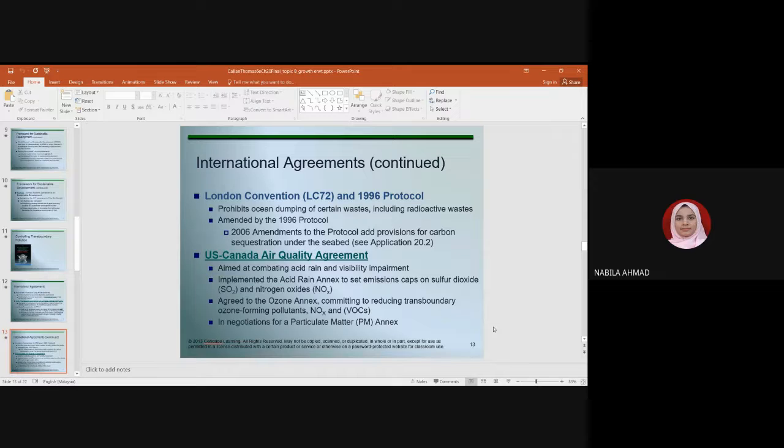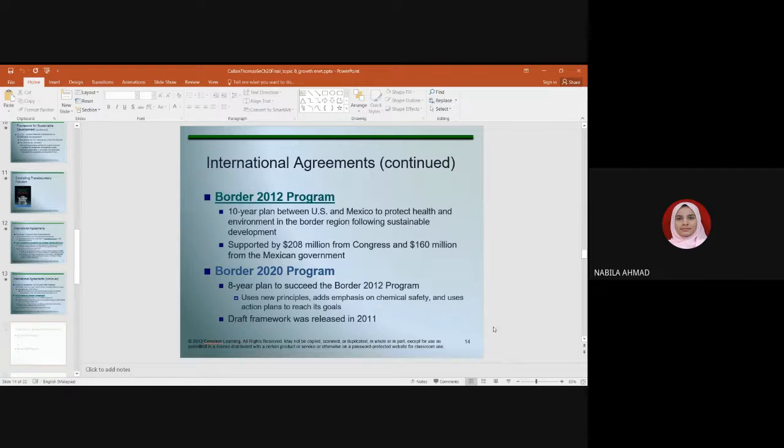Yeah. So this one ada US-Canada Air Quality Agreement aimed at combating acid rain and visibility impairment, implemented the acid rain annex to set emission caps on sulfur dioxide and nitrogen oxide, agreed to the ozone annex committing to reduce transboundary ozone forming pollutants, in negotiation for a particulate matter, PM pula. Ya, maknanya dia ada spesifik lah. Dalam udara tu ada sulfur dioxide, ada nitrogen, and then dia ada particulate matter and so on. So ada agreement lah untuk kurangkan this kind of chemical di dalam udara lah, ni under US and Canada.